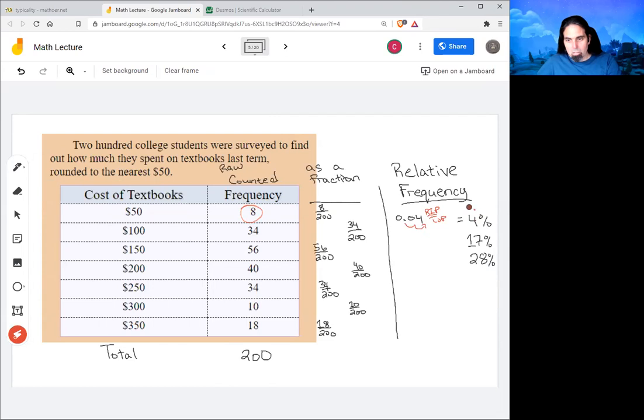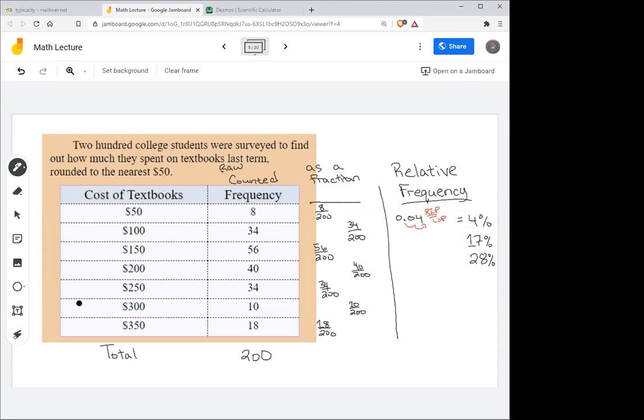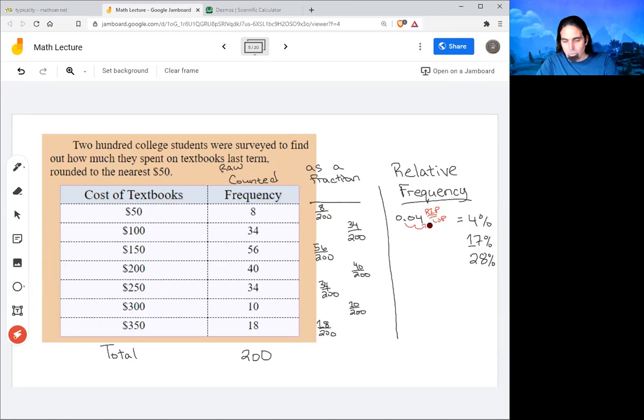What's the difference between 8 and 4? Or 34 and 17? It's half. So we're doing a divide by 100 with the decimal move. So all that's left is divided by 2, since we're dividing each of these by 200. So this is going to be 20%, another 17%, 5%, and 9%. And if somebody actually wanted to know the total, then that would be 100%, of course.